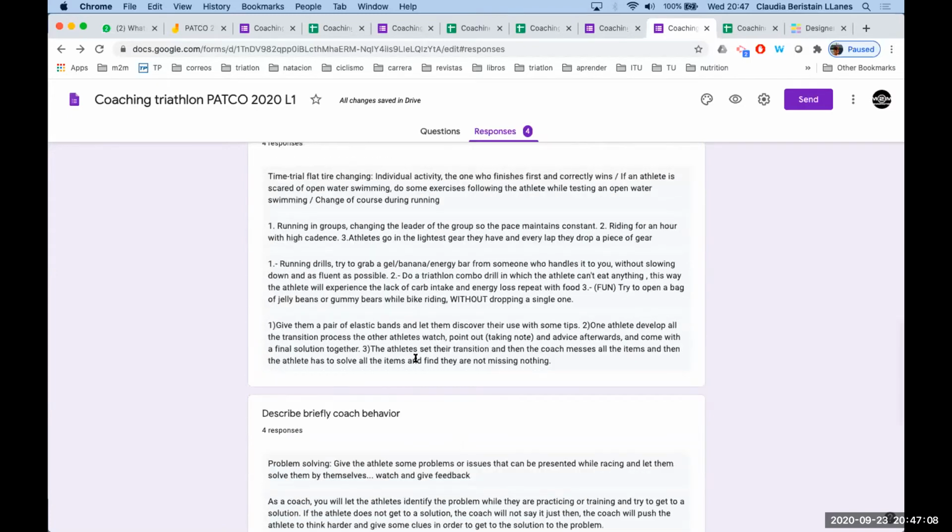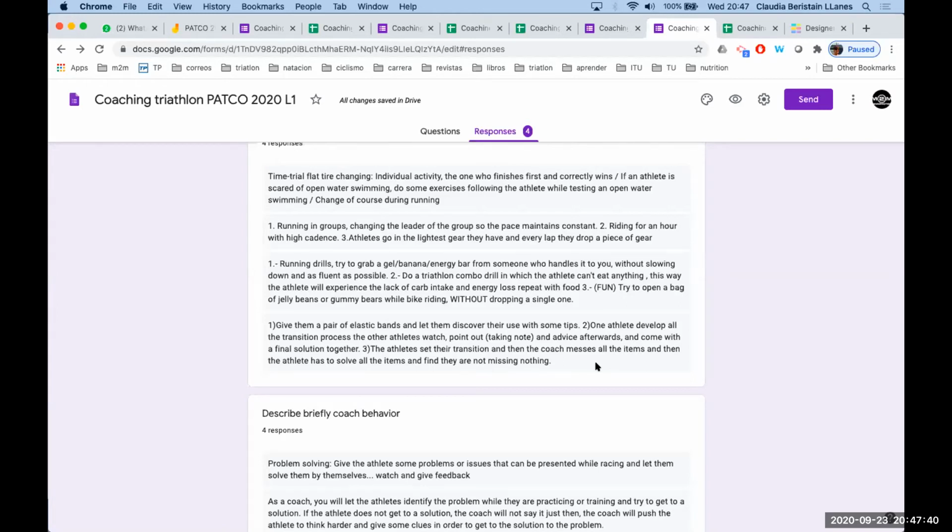And so our fun game, we start with the fun one. Initially, sorry. So the first one was we gave them a pair of elastic bands and let them discover. We gave them some tips. So we said, okay, it has to do with the bike. So how could you use these elastic bands to make your transition easier on the bike? And we're also expecting everybody to have cleats.